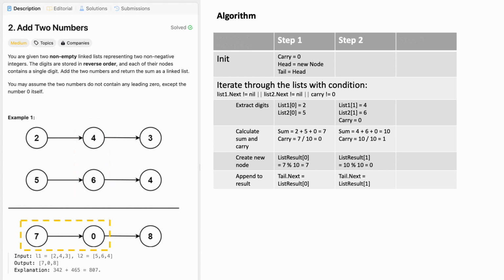In the third iteration, we move on to the next digit in each list. From list 1 we take the digit 3. From list 2 we take the digit 4. The carry from the previous step is 1. Adding 3, 4 and the carry of 1 gives us 8. Since 8 is less than 10, no carry over is needed. We create a new node with the value 8. The current result list becomes 708. Let's recheck our condition.